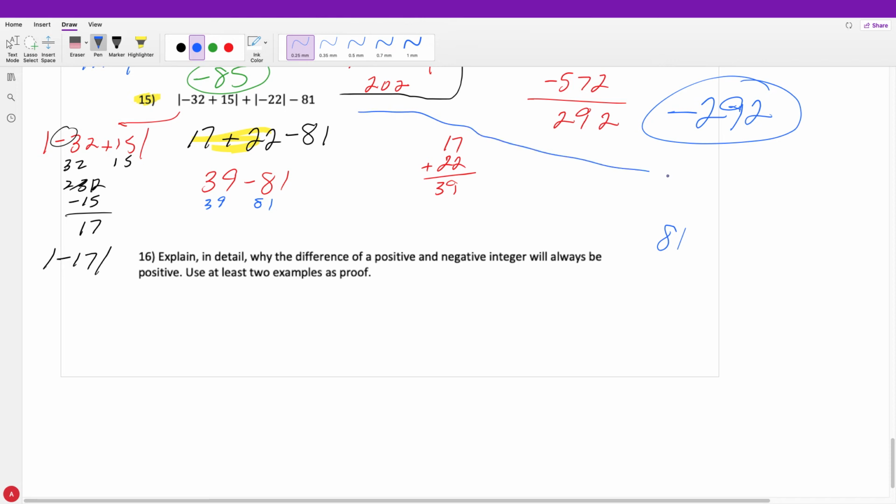Let me just cut this off. 81, I'm going to subtract the smaller number, 39. So I can borrow from here. 11 minus 9 is 2. 7 minus 3 is 4. And since the larger number actually followed the negative sign, that means that this answer is actually negative 42. So our final answer is negative 42.